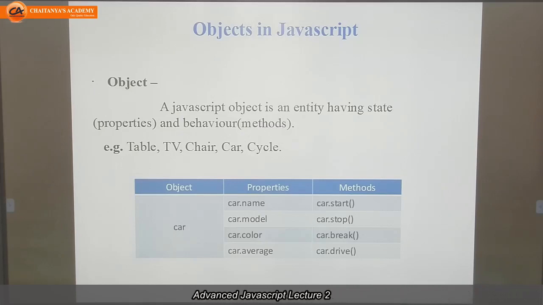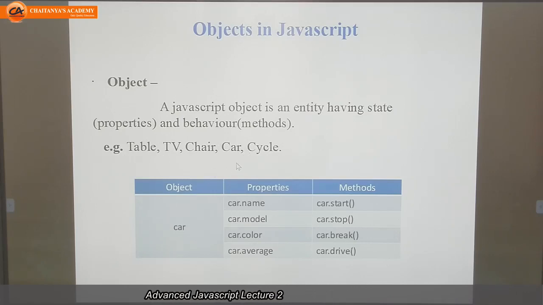For example, around us we have some objects like this board. This board is one object. The color of this board is a property of this object. This board is displaying something for us, so display is a method, the behavior of this board. We can see other examples like table, TV, chair, car, cycle.